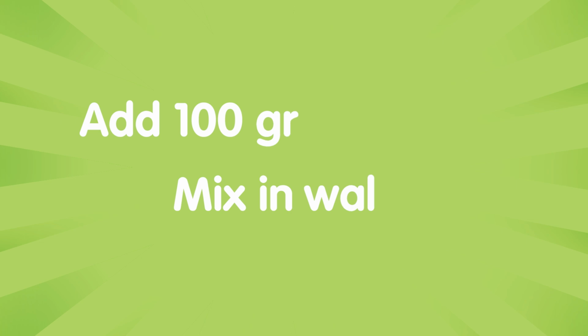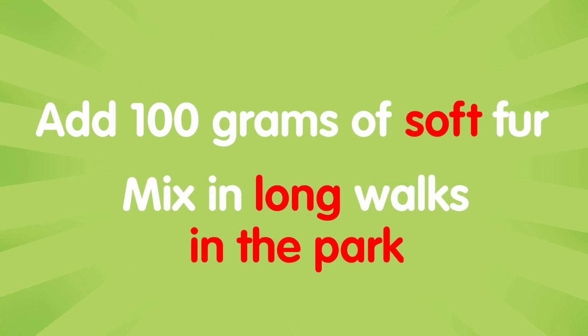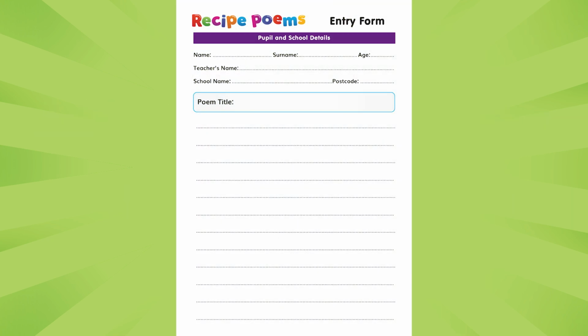Now you can start to write some sentences for your poem. Can you add some more descriptive words or details? Decide which order to put your lines in. Write it up on your entry form.